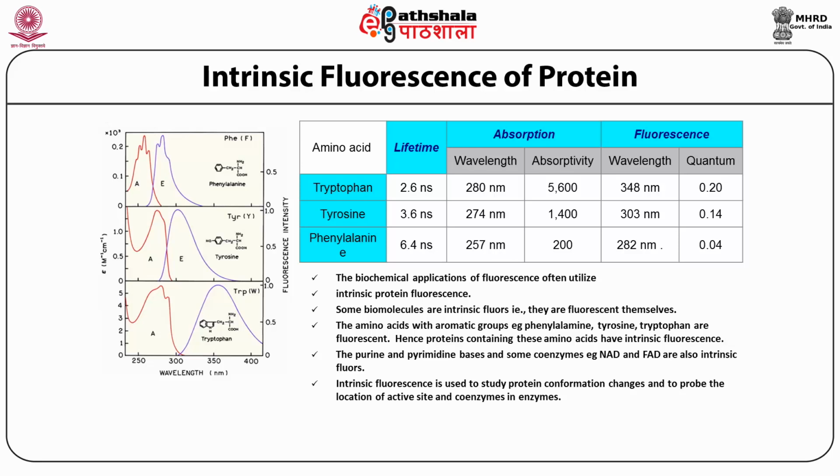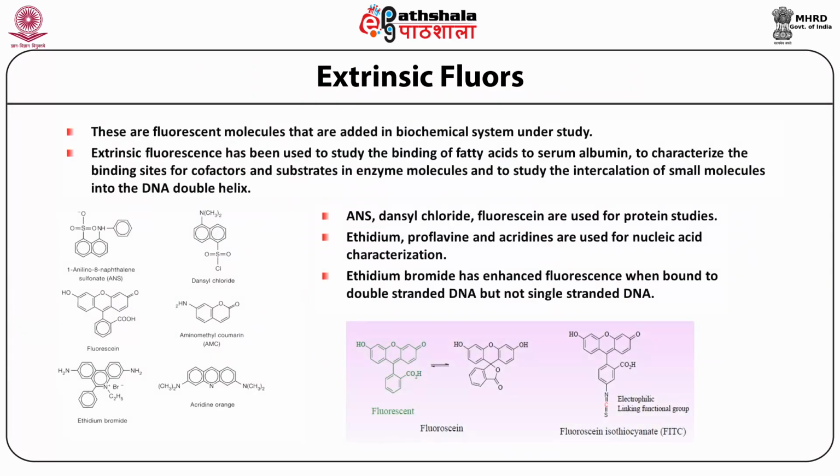The biochemical application of fluorescence often utilizes the intrinsic fluorescence of the protein. Some biomolecules are intrinsic fluors, that is, they are fluorescent themselves. The amino acids with aromatic groups such as phenylalanine, tyrosine and tryptophan are fluorescent. Hence, molecules containing these amino acids have intrinsic fluorescence. The purine and pyrimidine bases of some coenzymes, for example NAD and FAD, are also intrinsic fluors. Intrinsic fluorescence is used to study protein conformation changes and to probe the location of the active site of the coenzyme.